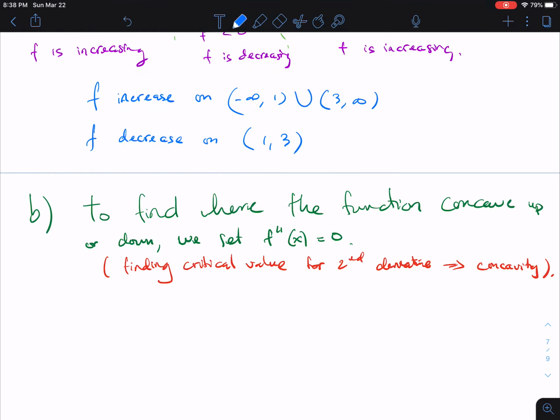So let's find the second derivative. We had the first derivative already. So we know that f prime of x is 3x squared minus 12x plus 9. Therefore, the second derivative is just going to be 6x minus 12. We're going to set that equal to 0. That means x is equal to 2.